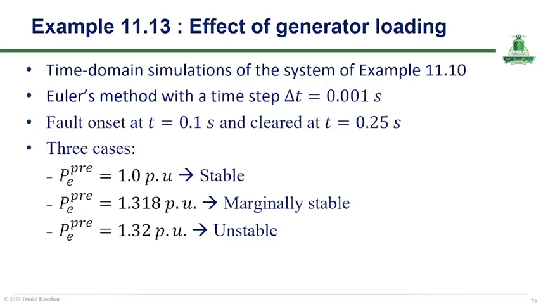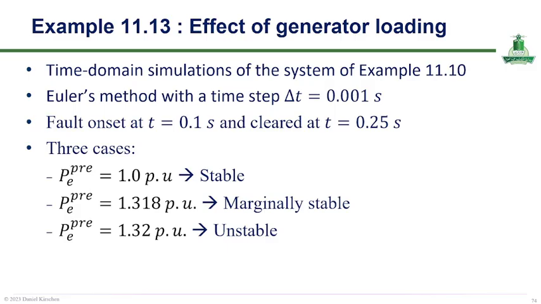This slide investigates the effect of generator loading on transient stability using time domain simulations of the system from the previous example. The Euler method has been applied with a time step of 0.001 second, while the fault occurs at t equals 0.1 second and is cleared at t equals 0.25 second.